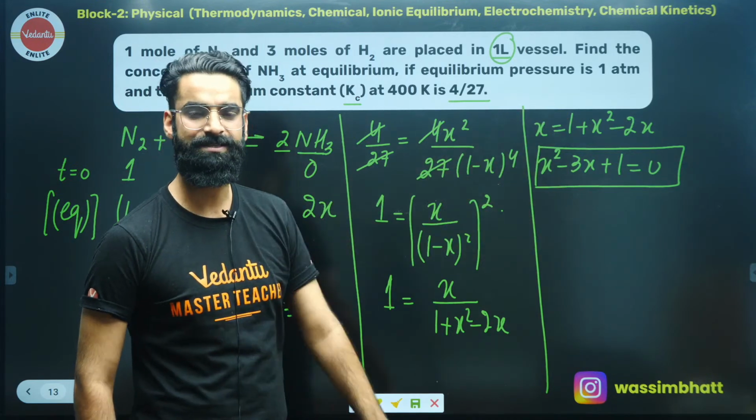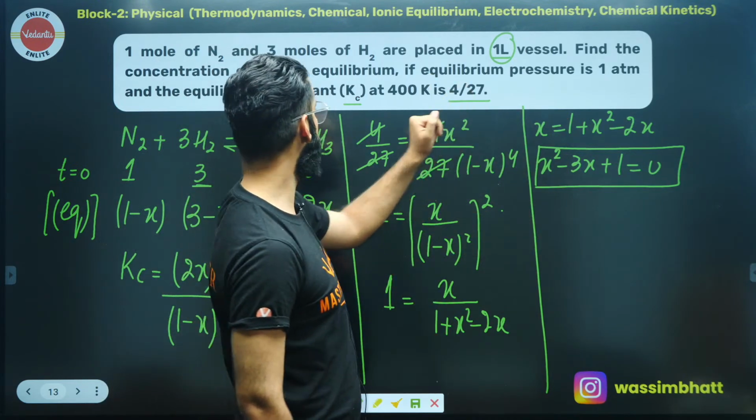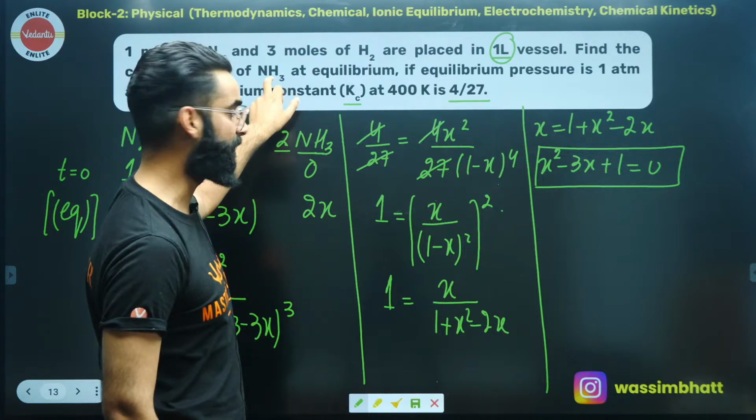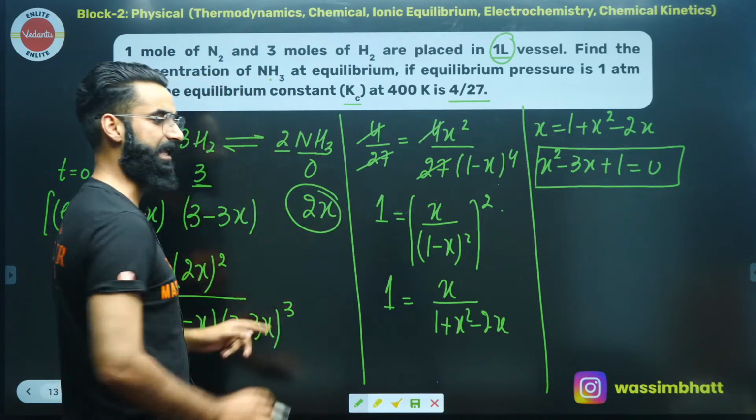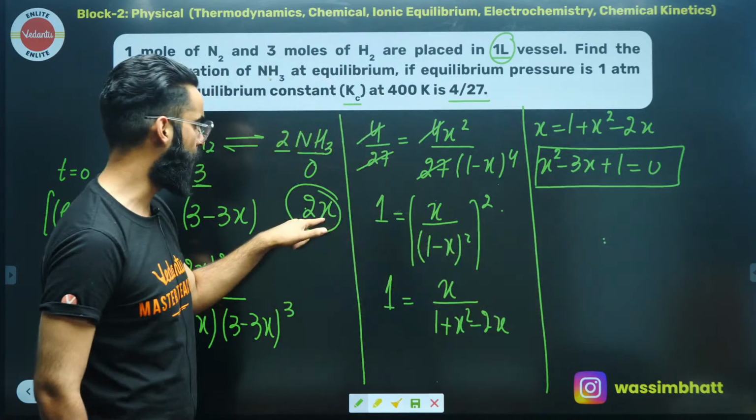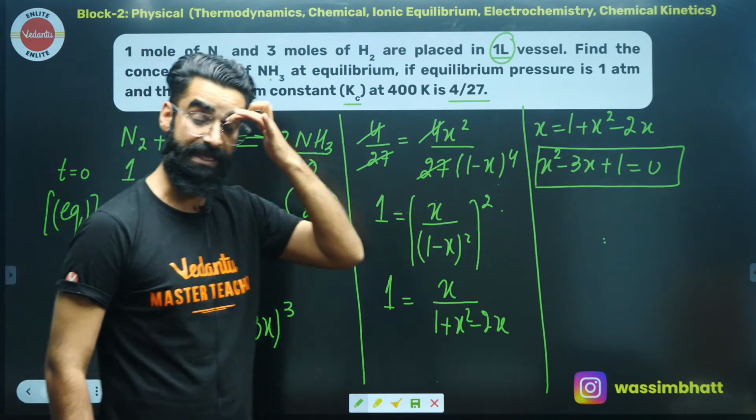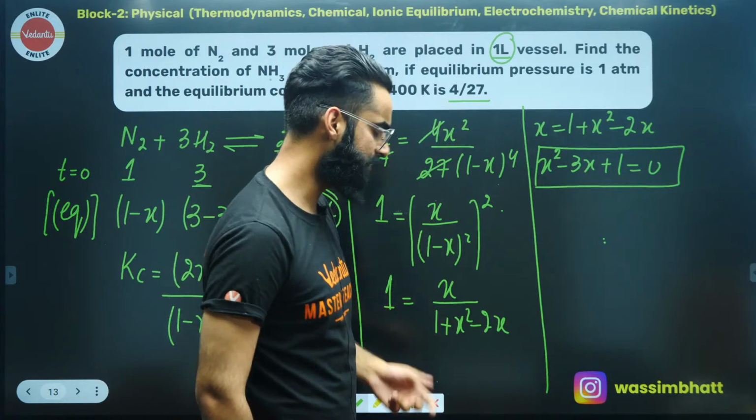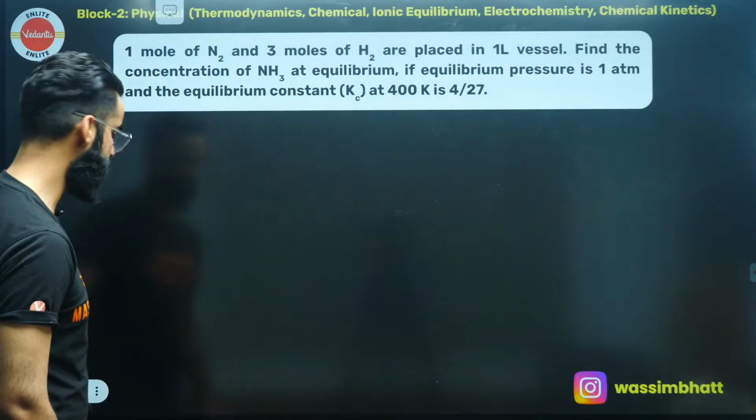Once you get the value of x, what you were supposed to calculate? You were supposed to calculate the concentration of NH3 at equilibrium. And you know, concentration of NH3 at equilibrium is 2 times x. X value you'll get from here, put the value of x over here, and get the concentration of NH3 at equilibrium, which you were supposed to calculate, right? I'll be showing you the final answer of this particular question.